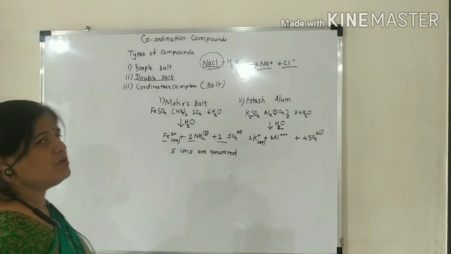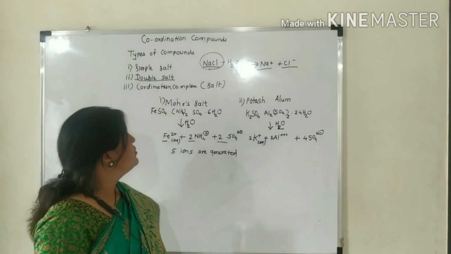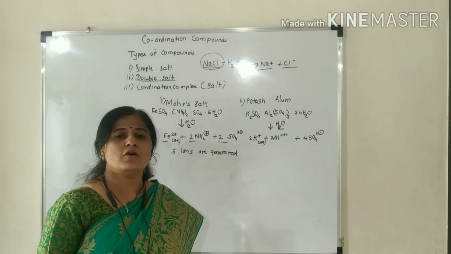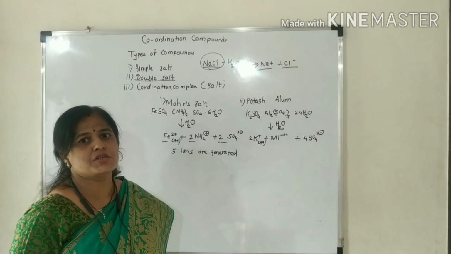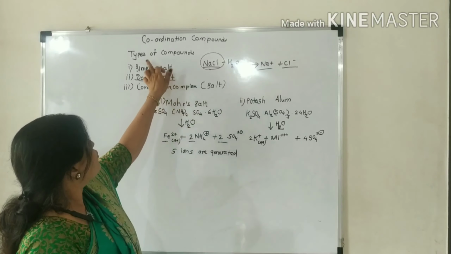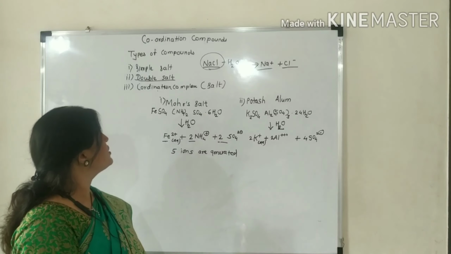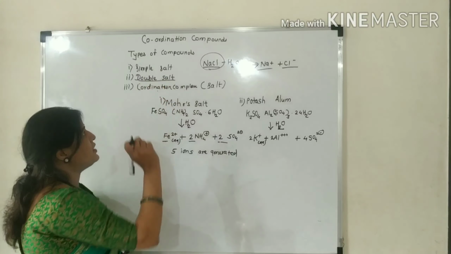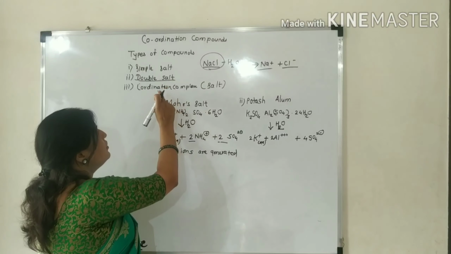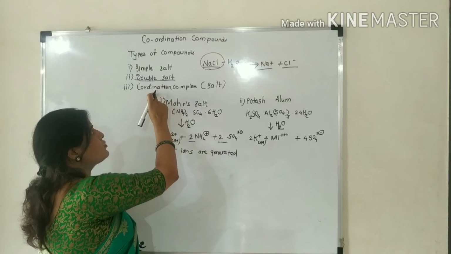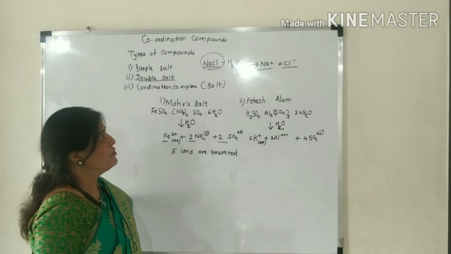In the last lecture, we studied the coordination number, that is, how to find the coordination number. Now we are going to study types of compounds. There are three types of compounds: simple salt, double salt, and coordination salt. It is also called a coordination complex.